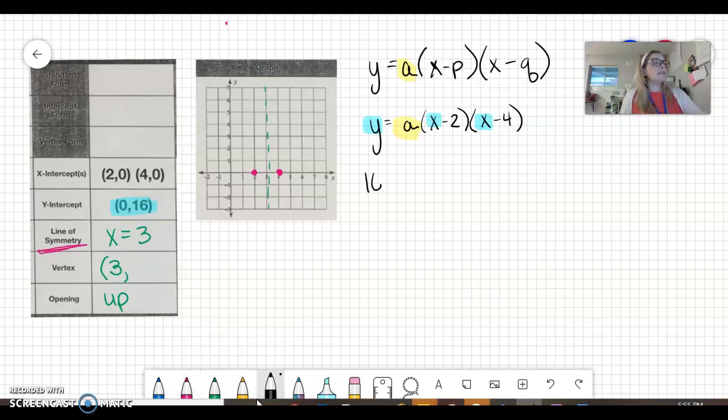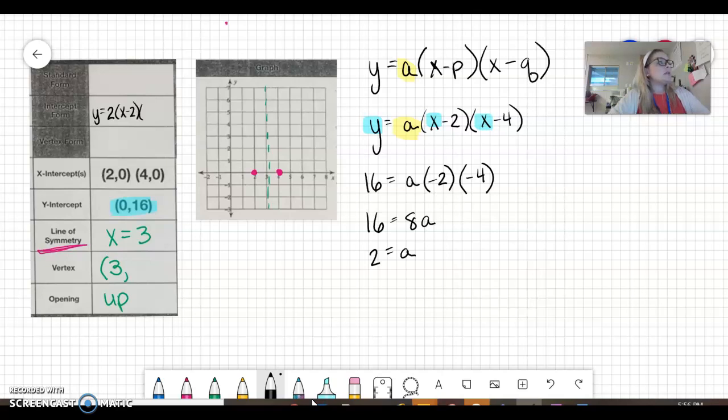All right, so I'm going to go ahead and do that. So y is 16. My y-intercept is 16. I still don't know what a is, but that's when x is 0. So 0 minus 2 is negative 2, and 0 minus 4 is negative 4. Now I can go ahead and solve, and I get 8a, and I get that a value is 2. So with that information, now I can write this in factored form. I've got to put that a value out in front. So I'm going to get y equals 2 times x minus 2 times x minus 4. And there I have it in factored form.